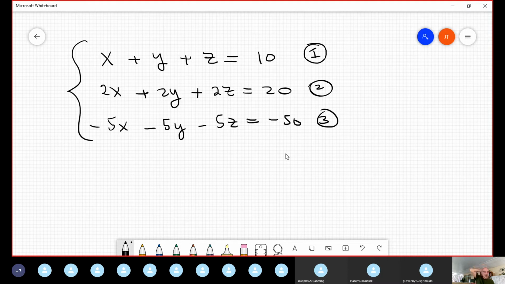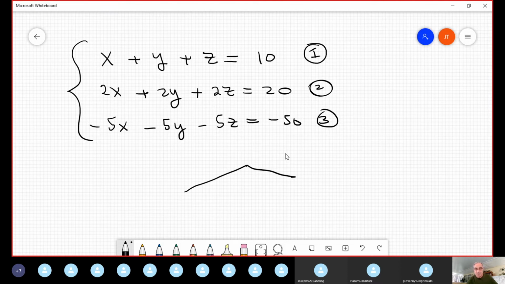What's going on in this system? Suppose they are dependent or independent. How do you see dependence? Remember, the classical rule is if you multiply one equation by a number, the new equation that you get is equivalent. So if you multiply equation number 1 by 2, you get equation number 2. So you prove that equation 1 and equation 2 are the same equation. If it is the same equation, the geometric representation is a plane.